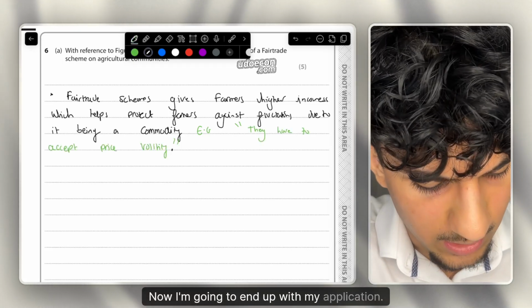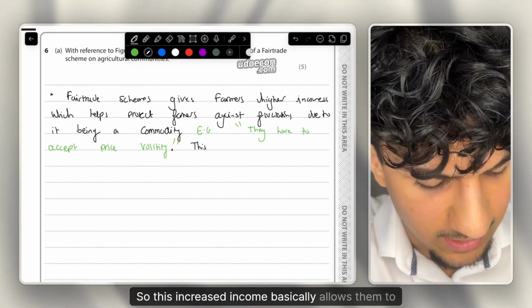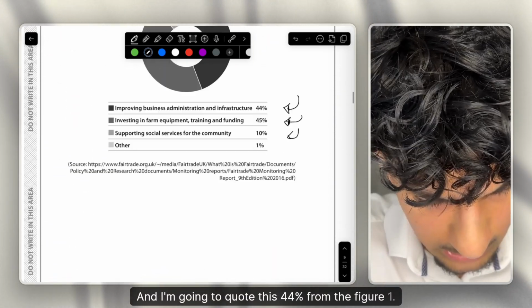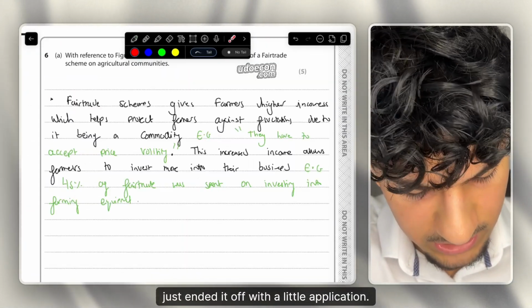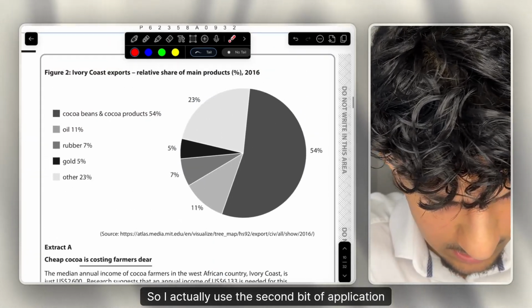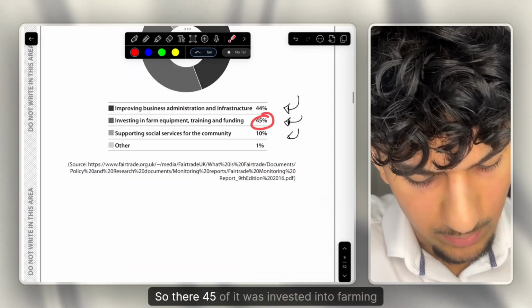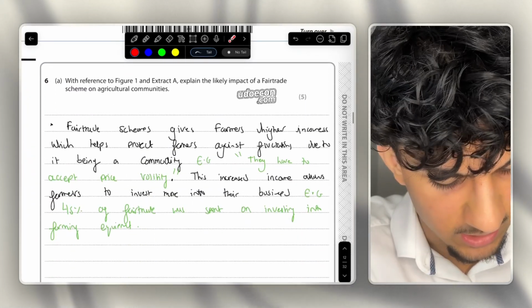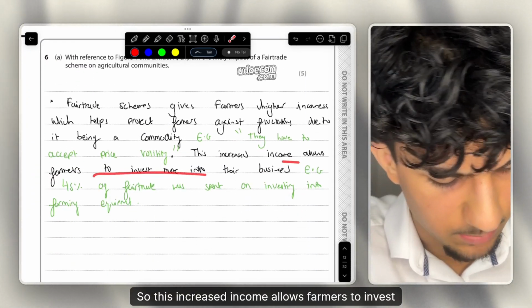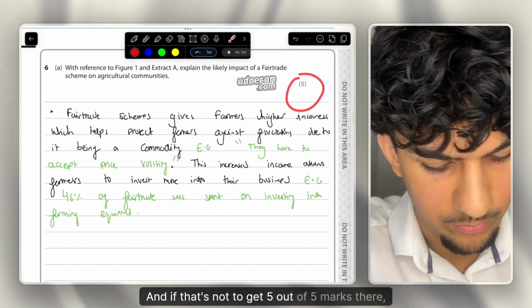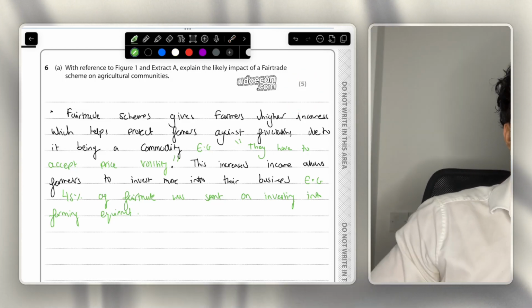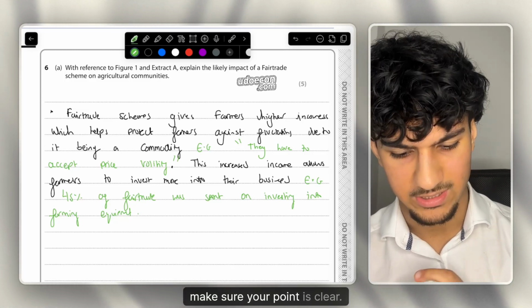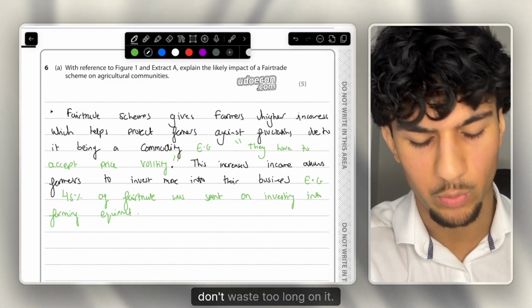Now I'm just going to end with my application. This increased income allows them to invest into their business, and I'm going to quote this 44% from figure 1. So I actually used the second bit of application instead of the first. There, 45% of it was invested into farming equipment, which is just investing it into the business. So this increased income allows farmers to invest more into their business. And that's how to get 5 out of 5 marks there. Just make sure, with your 5-mark questions, with your Section B, you include your application and make sure your point is clear. And on the 5-mark question, the main trap: don't waste too long on it.